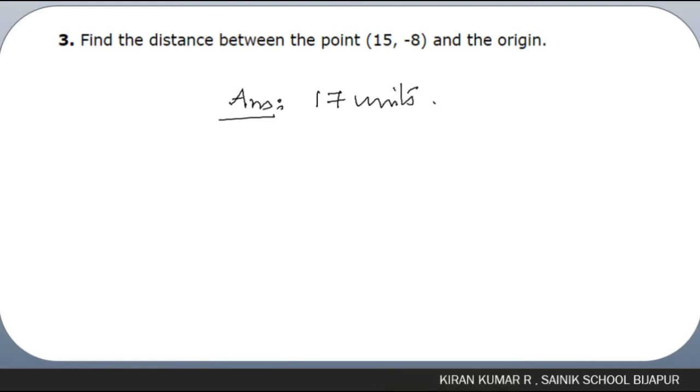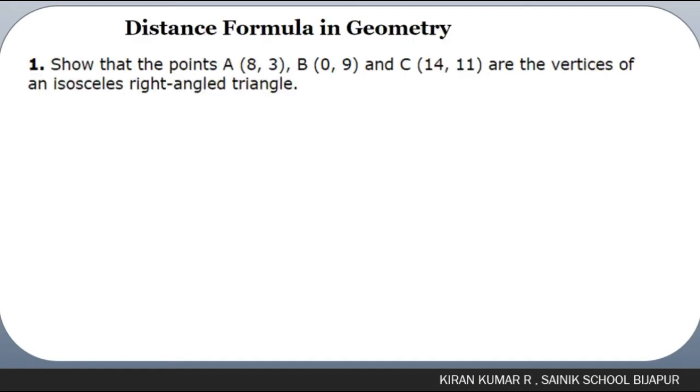Let us take up few questions of distance formula in geometry. This is completely application based questions. Few of them I'll discuss here. The first one is, show that the points A (8, 3), B (0, 9) and C (14, 11) are the vertices of an isosceles right-angled triangle.